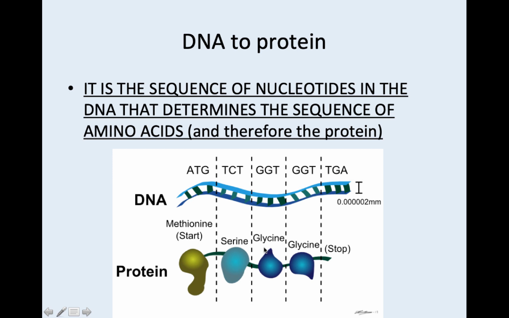And so if you change this, maybe you change this to TGA, well, that actually codes for a stop codon, and you're going to stop making your protein right there if this is changed. So if you change these three letters here, say change this to an A, you're not going to put glycine there anymore. You're going to put a different amino acid.